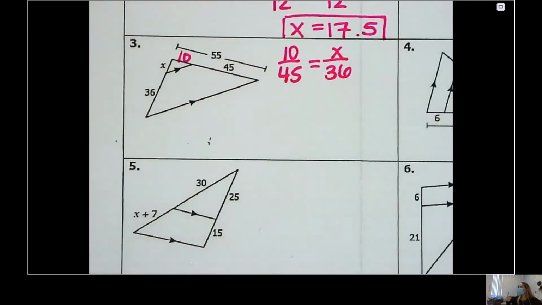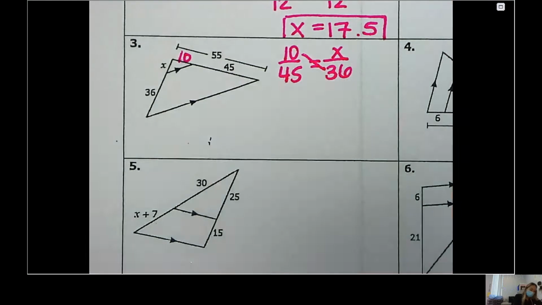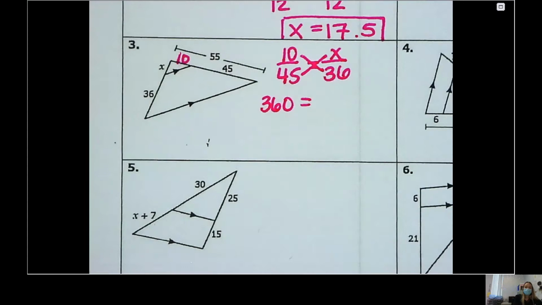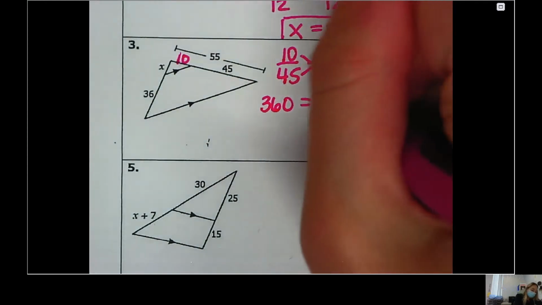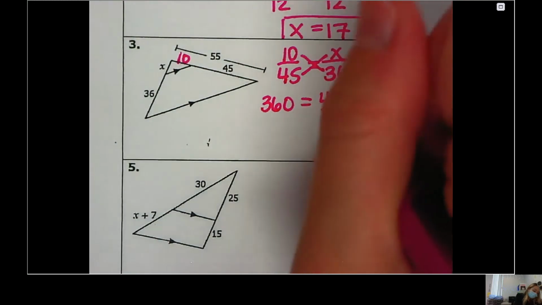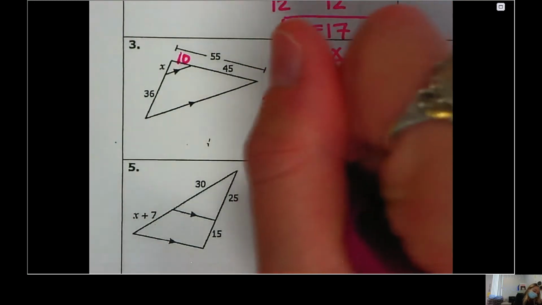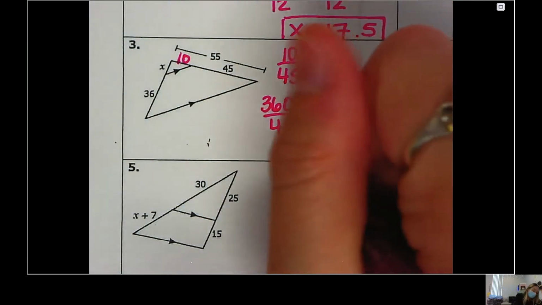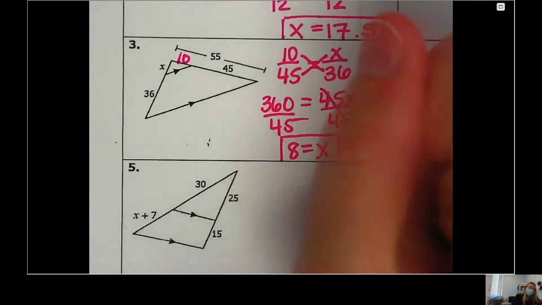And now, just like before, cross multiplication. Doesn't matter which one you do first. So what's 10 times 36? 360 equals, what's 45 times x? 45x. What's my only step? Divide by what? Good. Told you it was going to be easy. What do you get? X equals 8. Okay, or 8 equals x, whichever way you want to write it. And you're done.